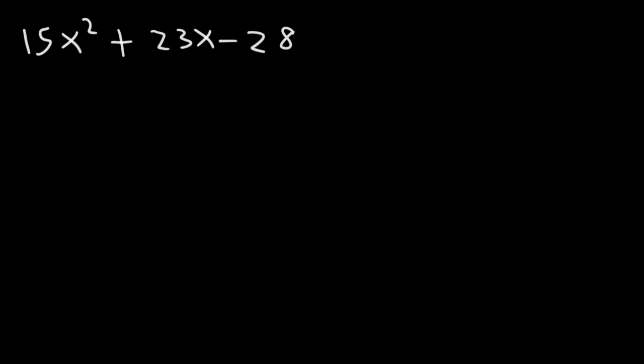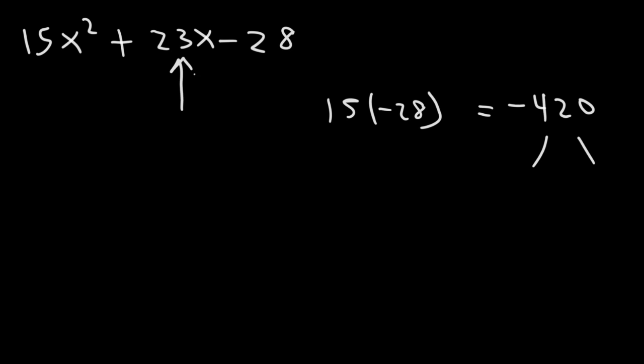Feel free to pause the video to see if you can factor this one. Now, is there any GCF that we can take out? Is there something that goes into 15, 23, and 28? 23 is a prime number, so there's no GCF that we can factor. So right now, what we need to do is multiply the leading coefficient by the constant term. So 15 times negative 28, that's going to be negative 420. So we need to find two numbers that multiply to negative 420, but add to 23.